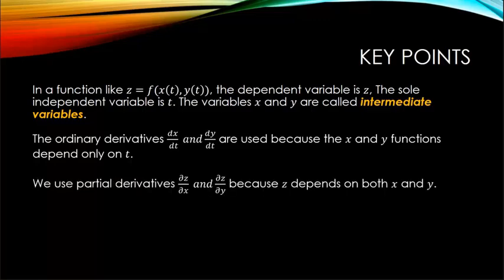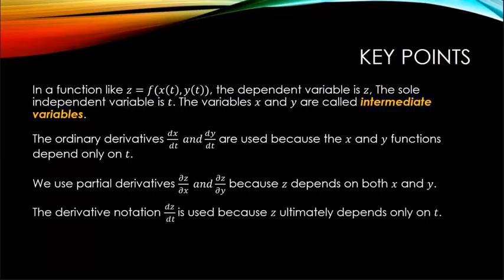We have to use the partial derivatives, the partial of z with respect to x and the partial of z with respect to y, because z depends on both x and y. The derivative notation dz/dt is used because ultimately z depends only on t once I've pulled the t up through the x and y functions.